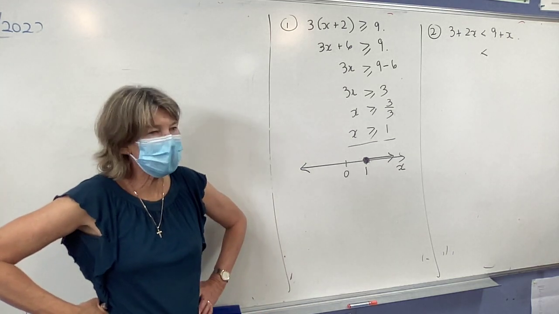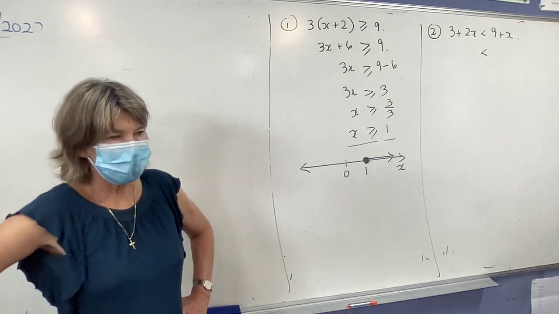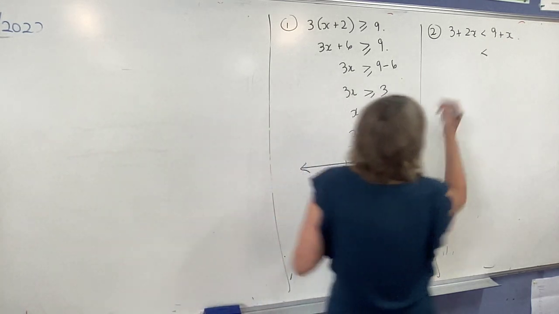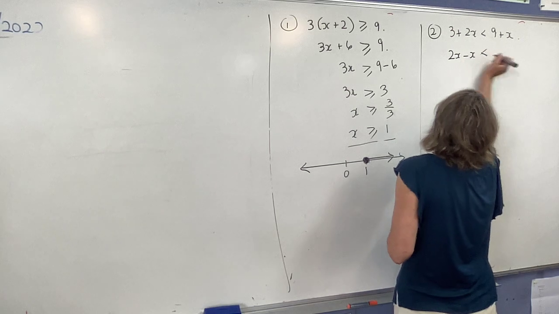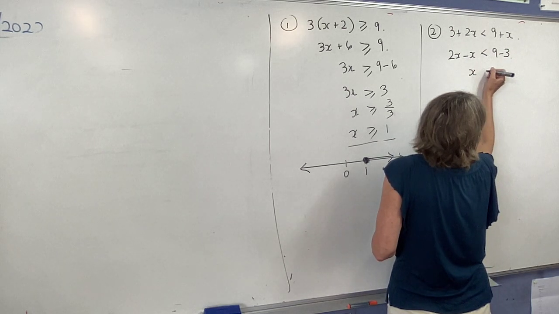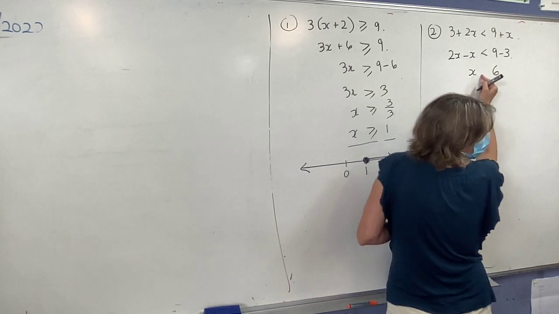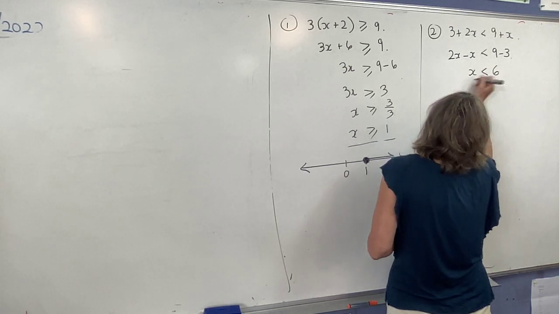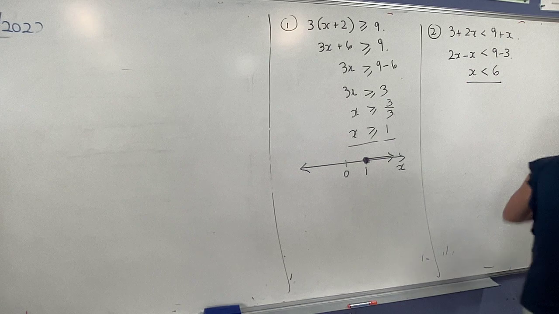Okay, Adrian, start us off. 2x minus x, excellent. 9 minus 3, good, continue. x, 6. Less than. Good, and that's finished. And now we're going to the number line.